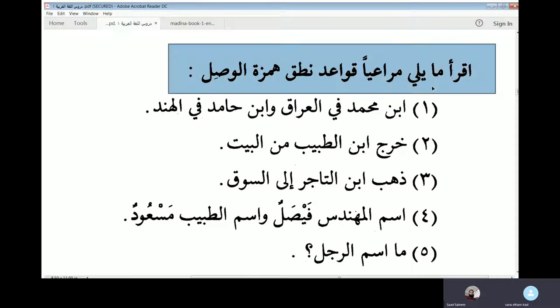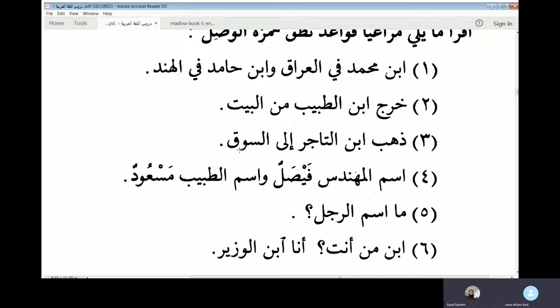Next we have a question. Iqra ma yali murai'an qawa'ida nutqi hamzatil wasl. So, iqra means read, ma yali the following, murai'an remembering or keeping in mind, qawa'id the rules, nutq pronunciation, of Hamzatul Wasl. Read the following, keeping in mind the rules of the pronunciation of Hamzatul Wasl.